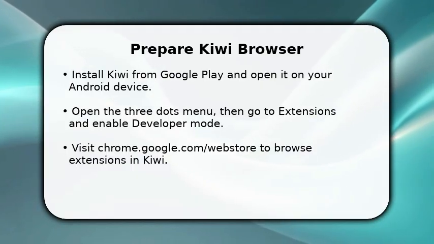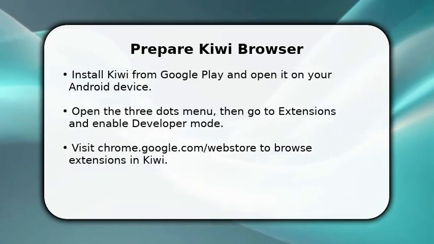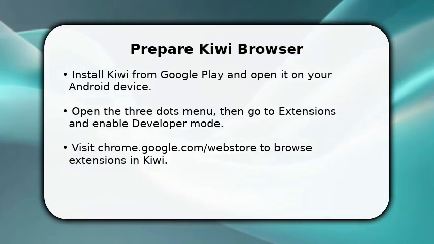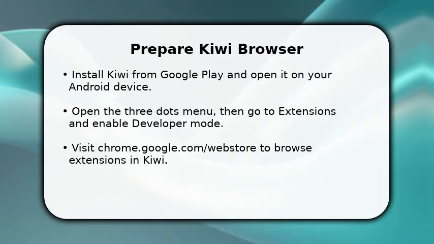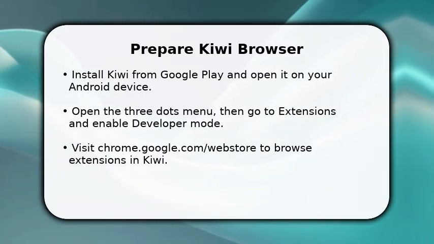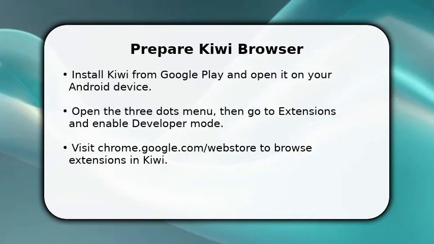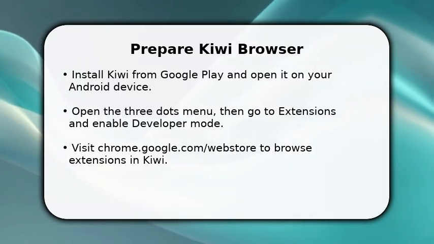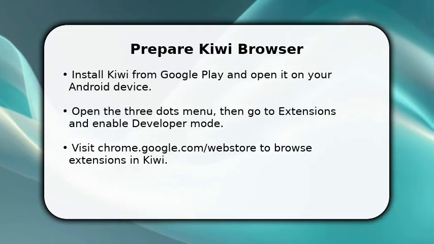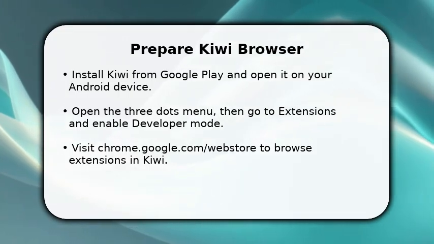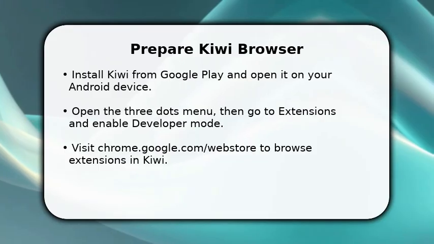First, install Kiwi from Google Play and open it on your Android device. Make sure you use the standard Kiwi release and not a fork. Next, tap the three dots menu in the top right corner to open Settings. From that menu, select Extensions to open the Extensions page. On the Extensions page, enable Developer Mode by toggling the switch at the top right.